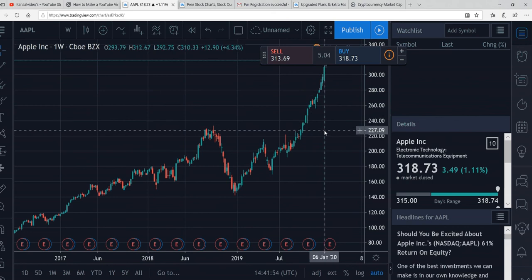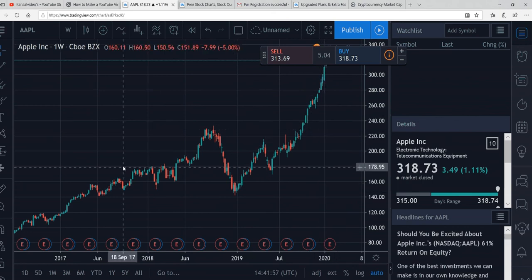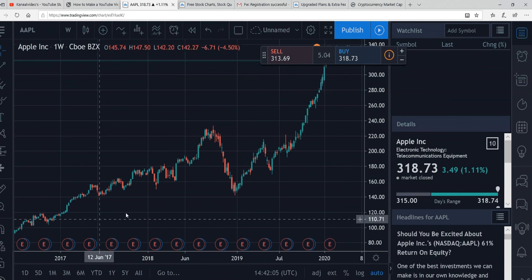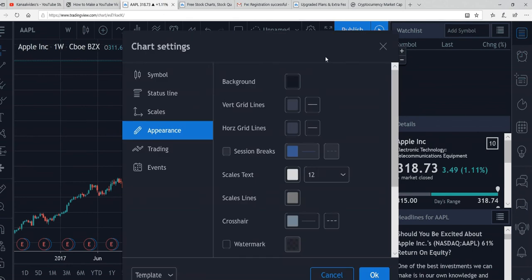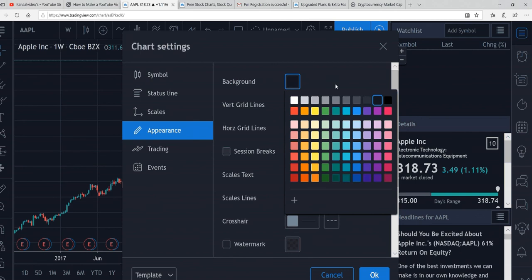Okay, so we've done that. Over here you have all kinds of tools to do your own technical analysis, but we won't go too much into that for now. For now we'll just do the basics. Over here we have the wheel with the settings. Go into this option and you will receive appearance on the first chart. So go to background and select this one.